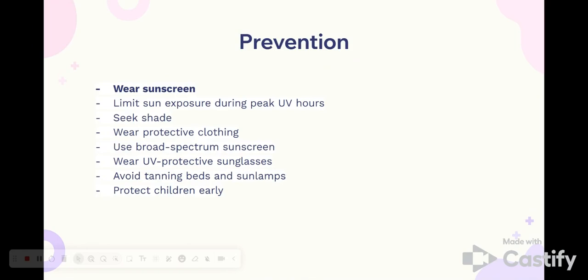Seek shade and use physical barriers like umbrellas or trees. Wear protective clothing such as long sleeve shirts, pants, and hats with wide brims to shade face, neck, and ears. Use broad spectrum sunscreen with SPF 30 or higher, applied 15 to 30 minutes before sun exposure and reapplied every 2 hours or after swimming or sweating. Wear UV protective sunglasses to shield eyes and surrounding skin. Avoid tanning beds and sun lamps as they emit intense UV radiation linked to melanoma and other skin cancers. And lastly, protect children early. Limit outdoor time during peak UV, apply sunscreen, and use protective clothing.